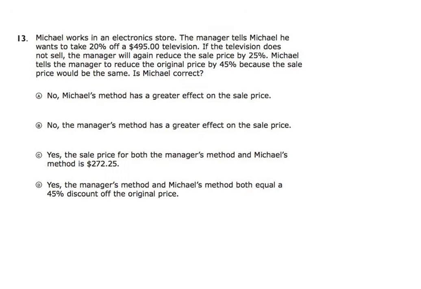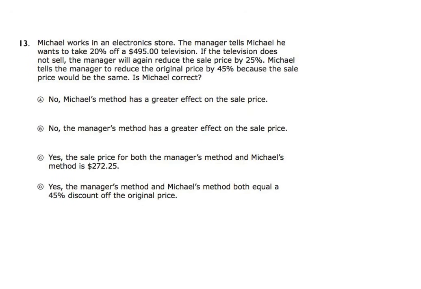Number 13, Michael works at an electronics store. The manager tells Michael he wants to take 20% off a $495 television. If the television does not sell, the manager will again reduce the sales price by 25%. Michael tells the manager to reduce the original price by $45 because the sale price will be the same. Is Michael correct? So first of all, let's look at the manager.